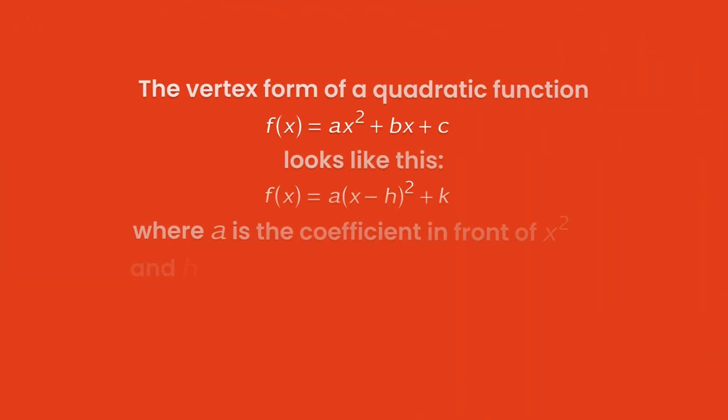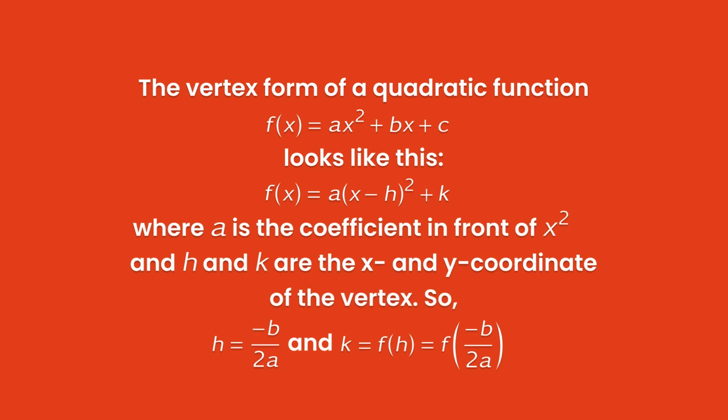The vertex form of a quadratic function f of x equals ax squared plus bx plus c looks like this. f of x equals a times the quantity x minus h squared plus k, where a is the coefficient in front of x squared, and h and k are the first and second coordinate of the vertex. So, h equals minus b over 2a, and k equals f of h equals f of minus b over 2a.